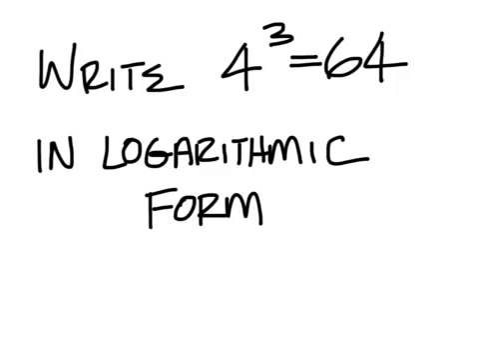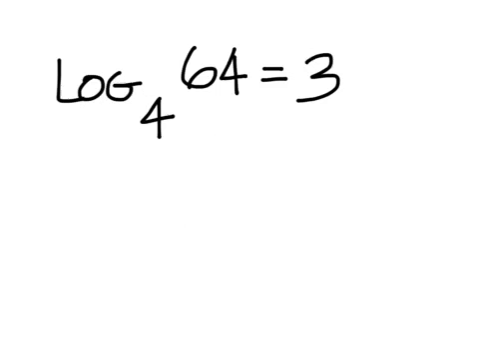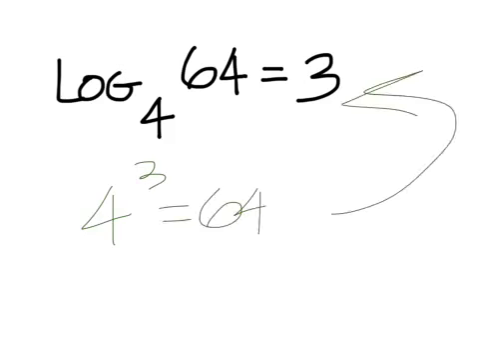Okay, we're going to write 4 to the third equals 64 in logarithmic form. Log base 4 of 64 equals 3. If you can go from this, 4 to the third equals 64, to that, you're doing well.